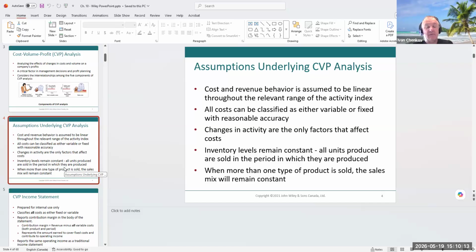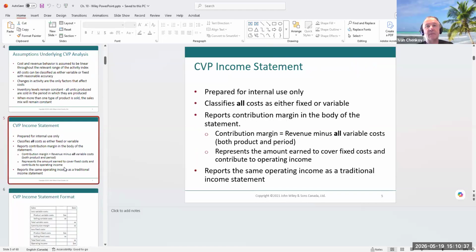The next thing is that the inventory level in the company stays the same. So whatever we produce, that's how much we're selling. And if we have a mix of a few products, that mix doesn't change. Whatever proportion we're selling, that's how we keep selling, and that sales mix doesn't change.